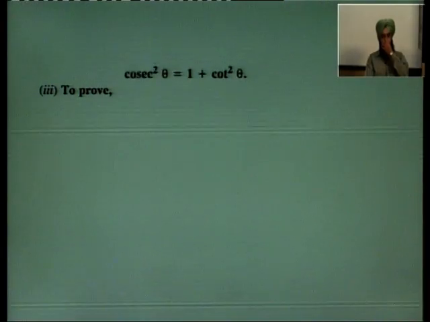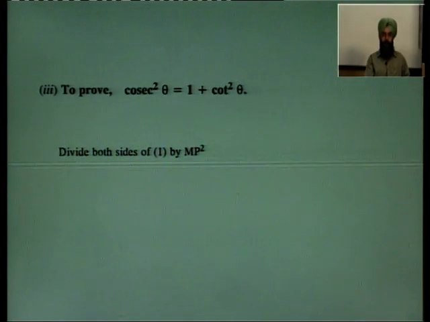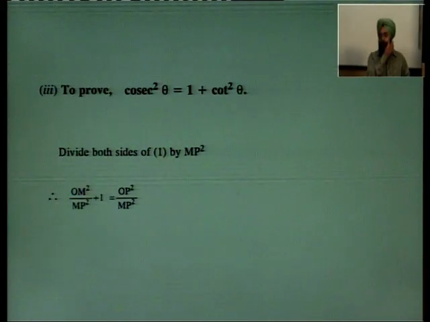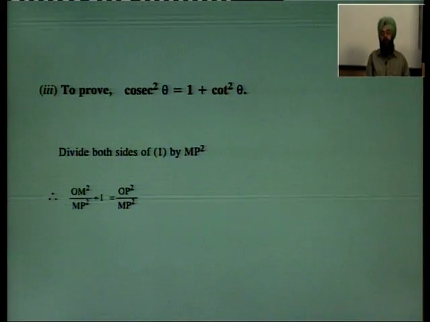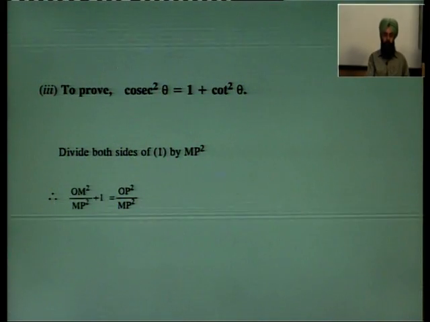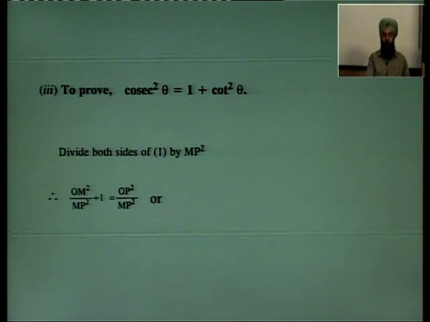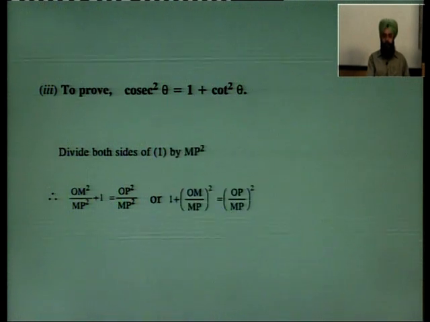And also we can write tan square theta is equal to secant square theta minus 1. In the next trigonometric identity we can prove that cosecant square theta is equal to 1 plus cotangent square theta. So, again we can divide the first equation by MP square. On dividing the first equation by MP square, we get OM square by MP square plus 1 is equal to OP square by MP square. And we know that OM by MP square is cotangent theta and OP square by MP square is cosecant theta, or we can write this as 1 plus OM by MP whole square is equal to OP by MP whole square.